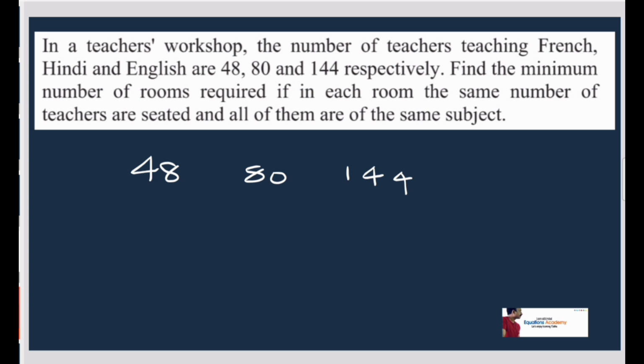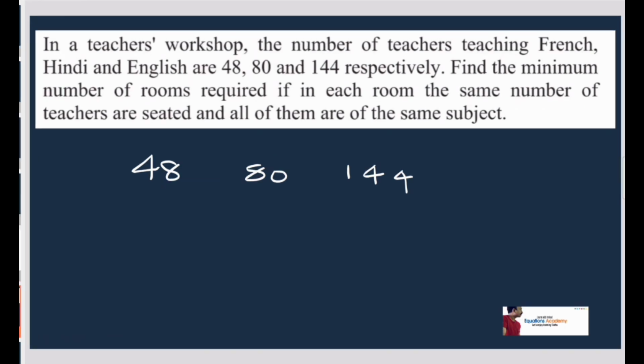So here, in order to find the minimum number of rooms required, the condition is that in each room the same number of teachers are seated and all of them are of the same subject. We need to find the HCF of 48, 80 and 144. So we'll prime factorize 48 first.